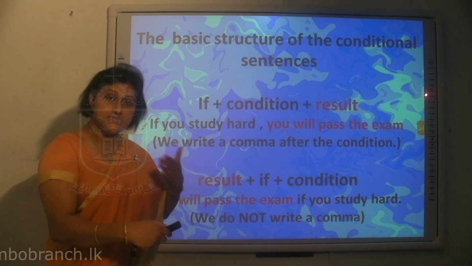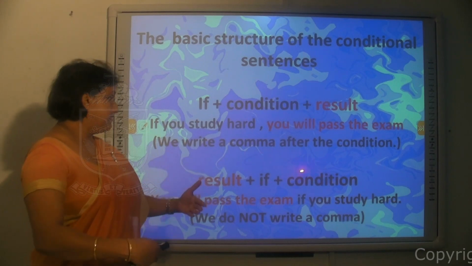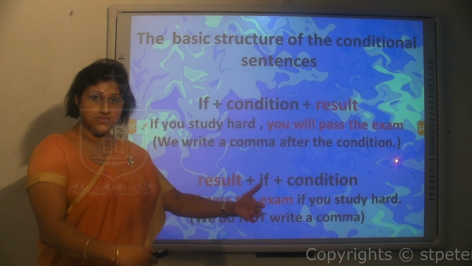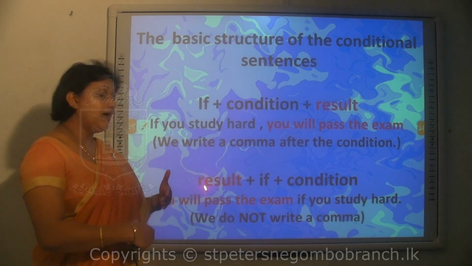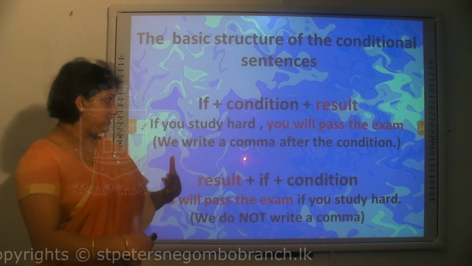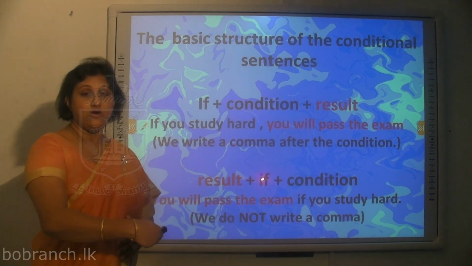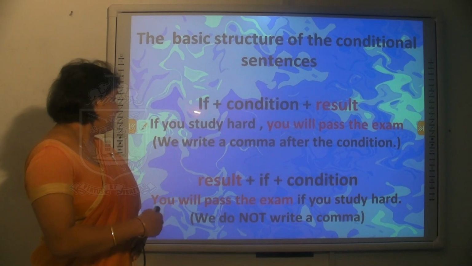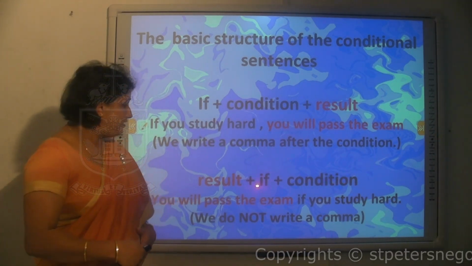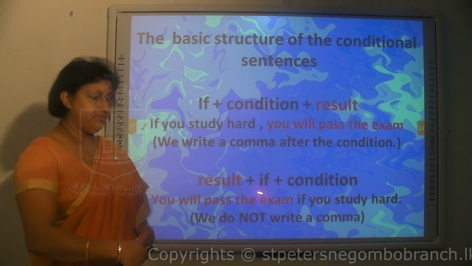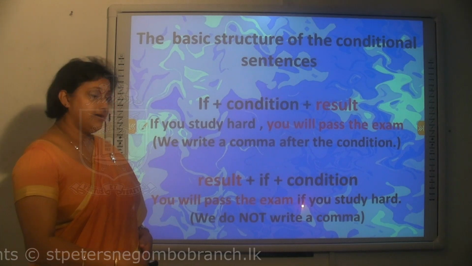Now what happened in the second structure is both come to either side. The condition has gone to the end of the sentence. In the middle you have the word if, and before that you have the result. The differentiation is this: the result has come to the beginning of the sentence, and this if clause has gone to the end of the sentence. So when you have this word, now we'll go to an example. You will pass the exam if you study hard.